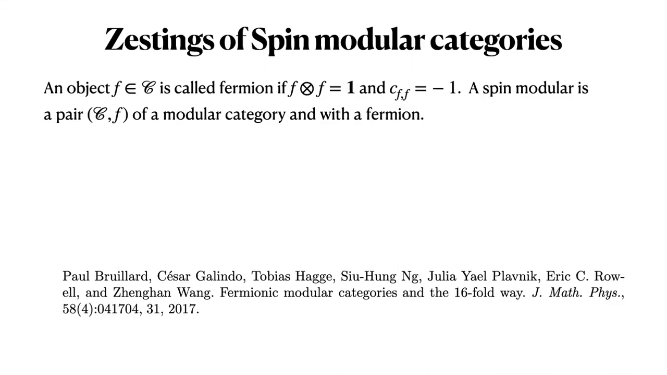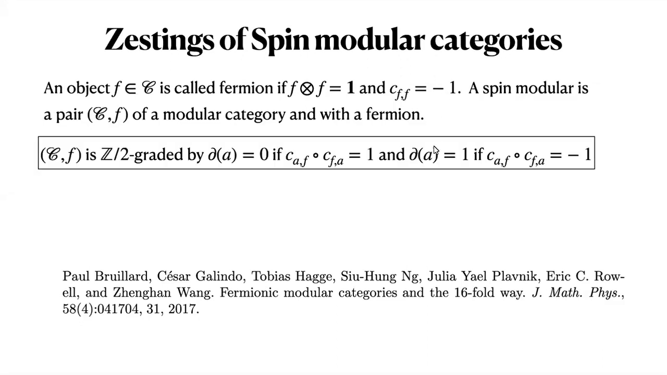So the idea is that a spin modular category will be a modular category with a fermion. When I say a fermion, I mean, let's say, a copy of sVec inside of C. So it's an F such that F tensor F is equal to the trivial identity, and such that the braiding is minus the identity.